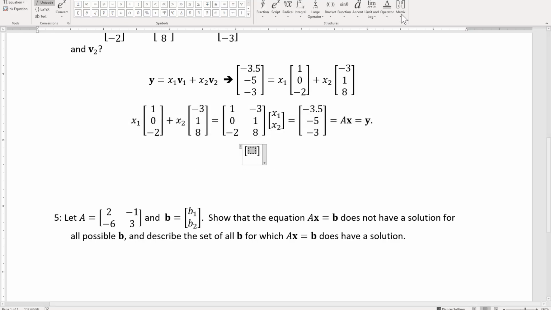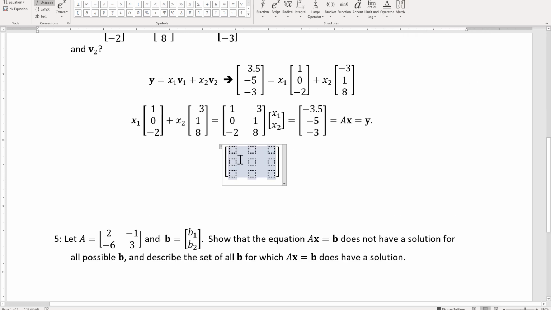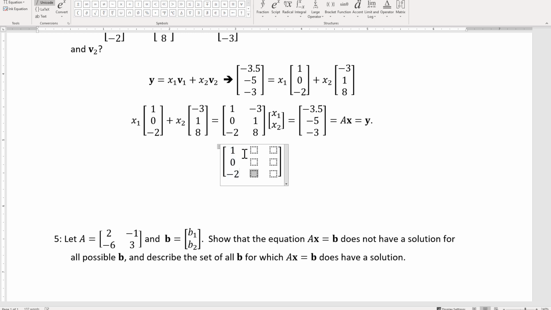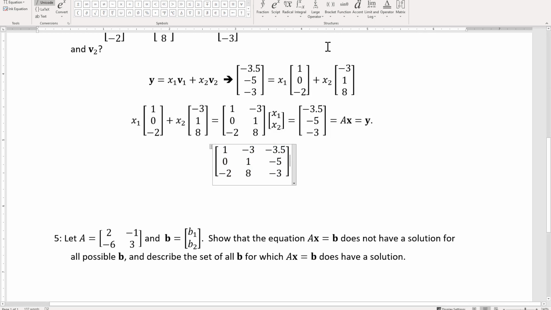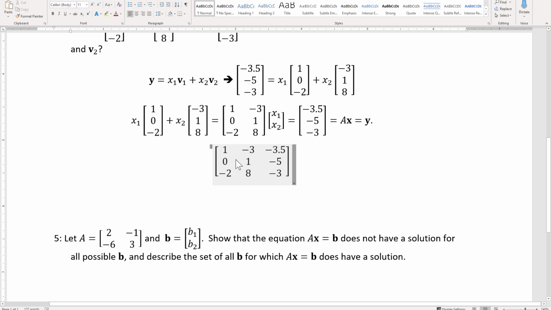3x3, or we have 1, 0, minus 2, minus 3, 1, 8, and negative 3.5, negative 5, negative 3.